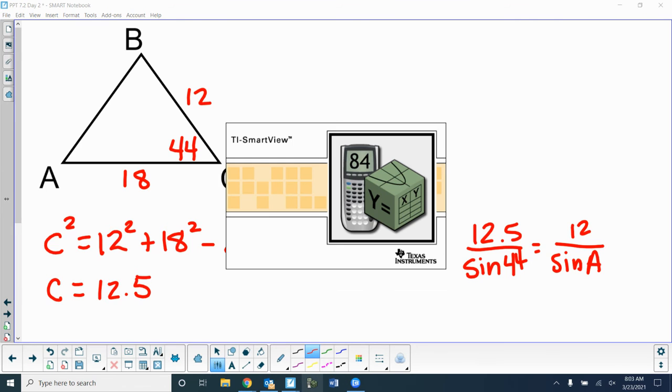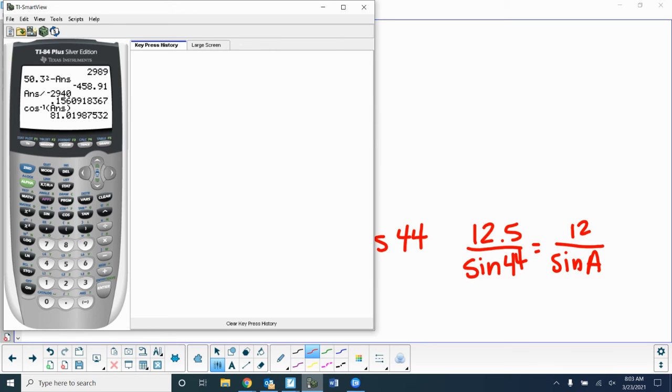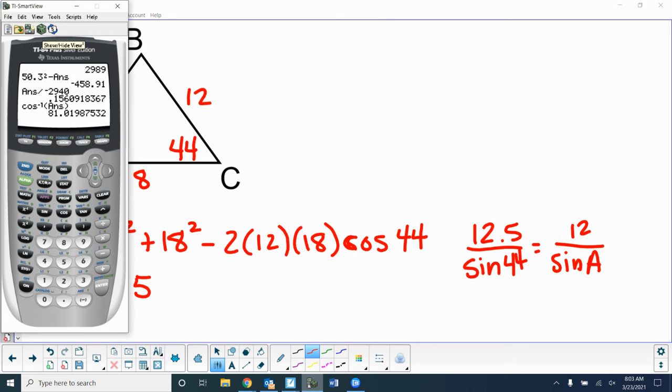So when we go to our calculator, remember, it's a proportion. We cross multiply. All right, so it's going to be 12 times the sine of 44. Make sure you close it up. Divided by 12.5. And then you take the inverse sine. Second sine, second answer. That'll give us angle A, 41.8.